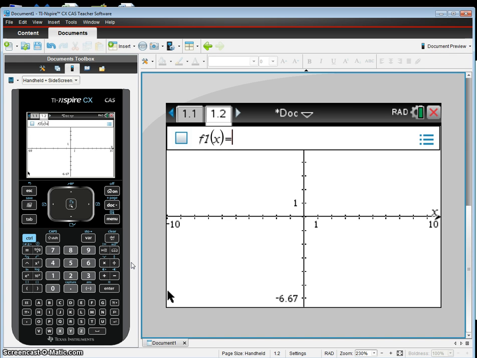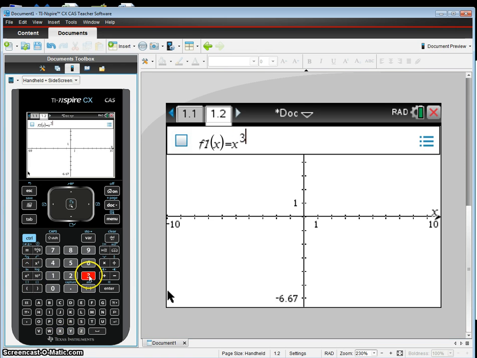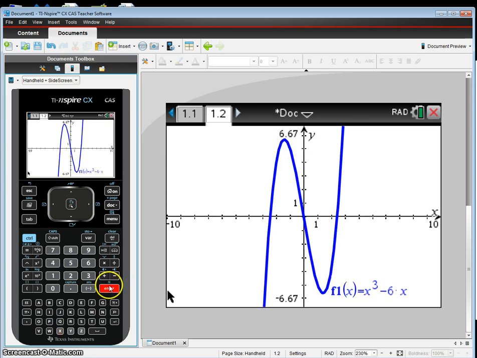Real quickly, I want to explain what a definite integral is, in case you don't remember. A definite integral is basically the signed area under a curve. If I had x cubed minus 6x, and I have that function here, the integral from negative 3 to positive 1 would be all of the shaded area.